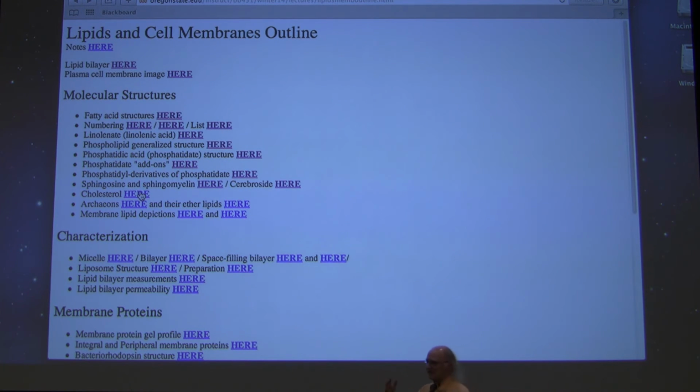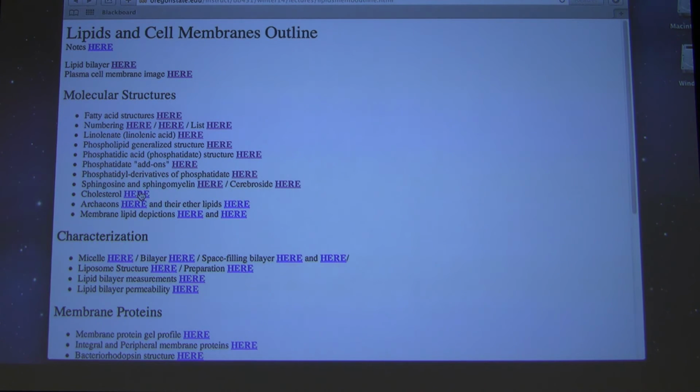Okay, so I've given you two classes of molecules. Glycerophospholipids is a class, meaning there's many of them. Another class was the sphingolipids. You saw sphingomyelin, you saw cerebrosides, and you saw gangliosides. And there are many cerebrosides. There are many gangliosides.